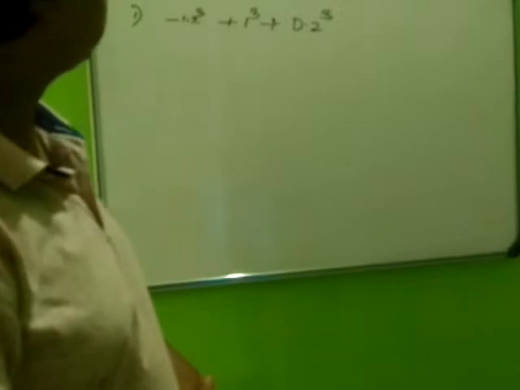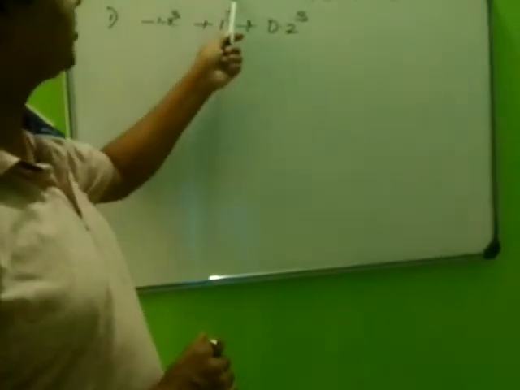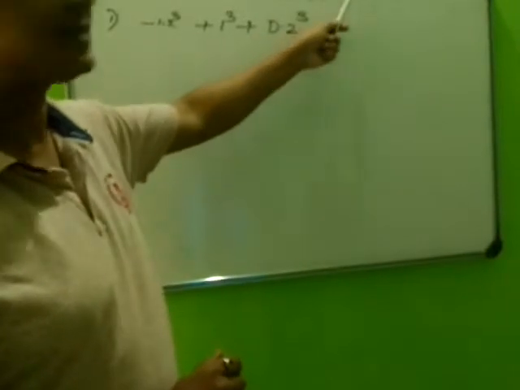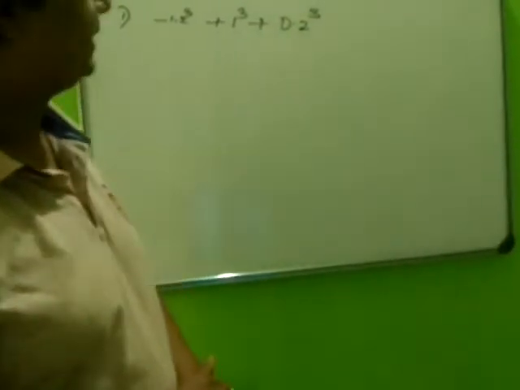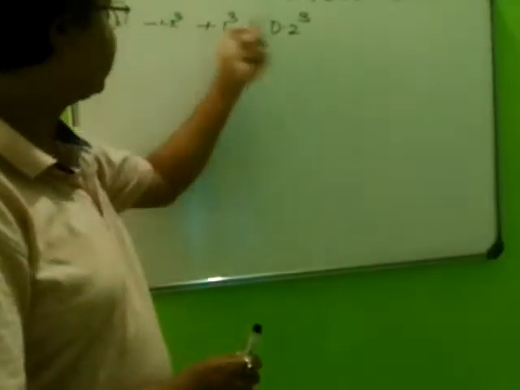Good morning, children. Last class we discussed the identity: if a plus b plus c equals 0, then a cube plus b cube plus c cube equals thrice abc. So, we'll be doing two more sums on this identity.